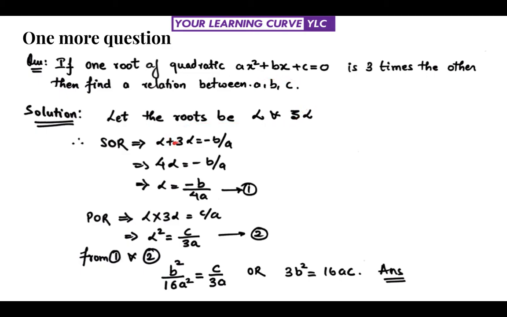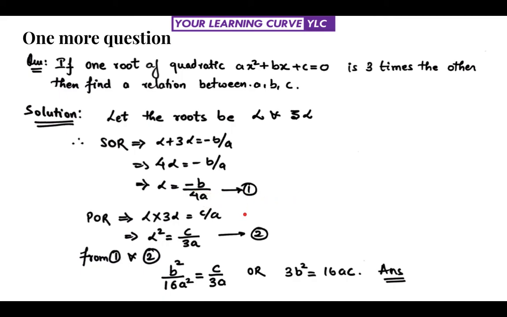Alpha plus 3 alpha, that is 4 alpha, is equal to sum of roots. This is sum of roots equal to minus b by a. So 4 alpha is equal to minus b by a. From here we get the value of alpha. Alpha is equal to minus b by 4a. Say it relation 1.